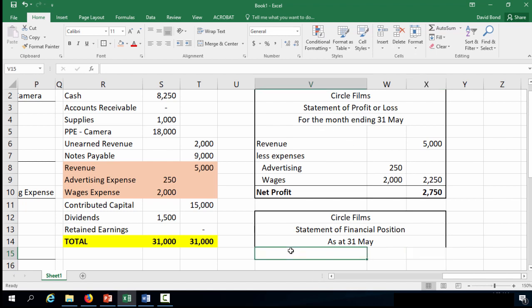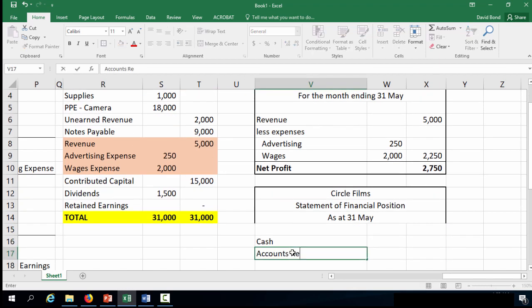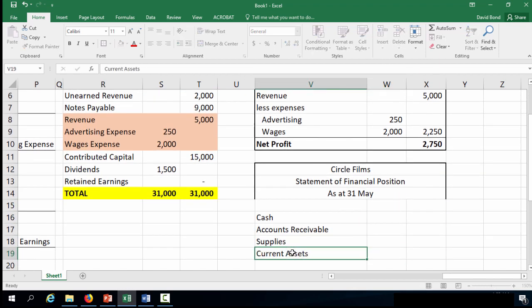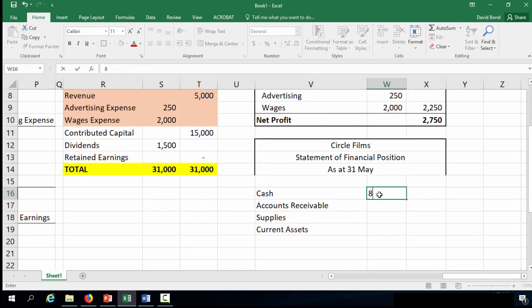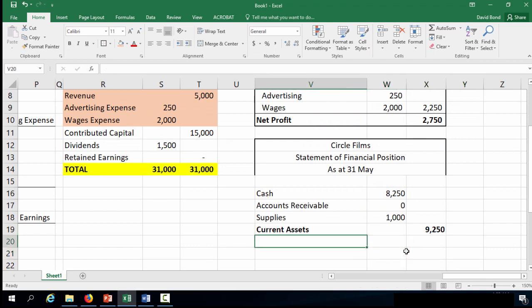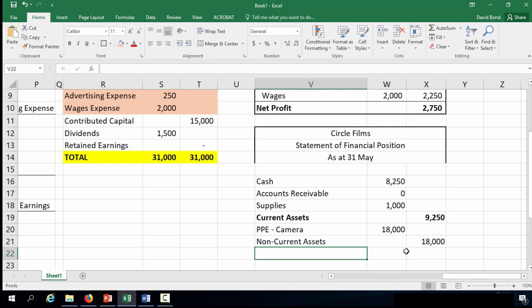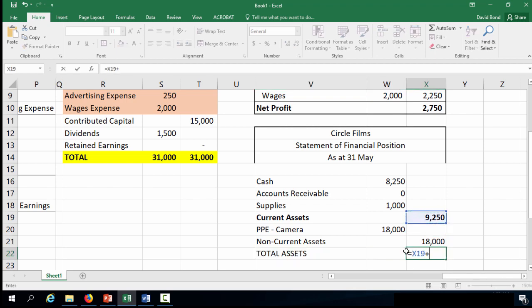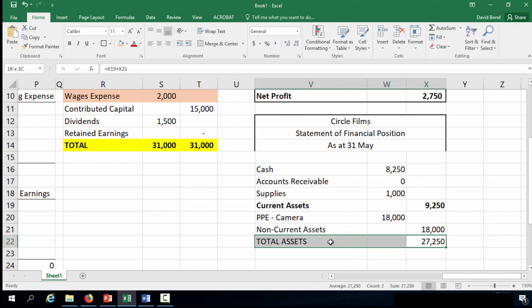And we will put in the various items. So current assets of 9,250. We have PPE camera of 18,000. So non-current assets of 18,000 for total assets of 27,250.